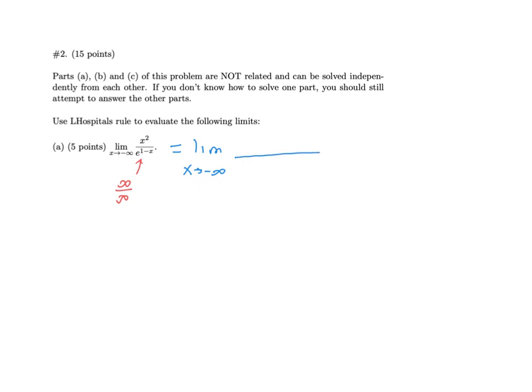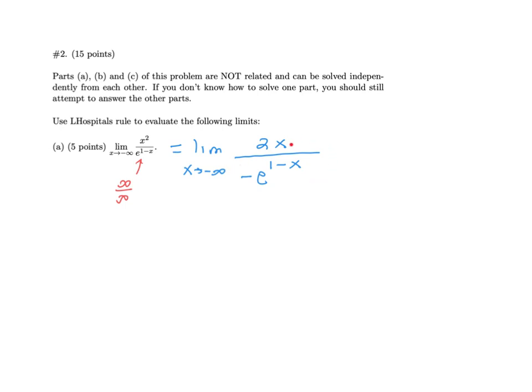instead. So the derivative of the numerator is 2x, and the derivative of the denominator is -e to the 1 minus x. That's because the derivative of e to anything is e to that thing. The derivative of 1 minus x is -1, so I put the negative in front. Okay, so this new limit, can we compute it?